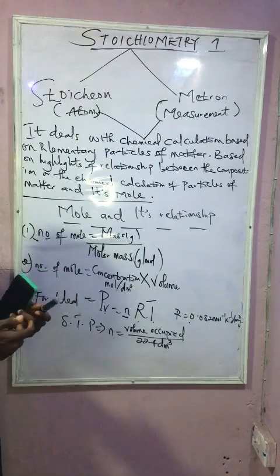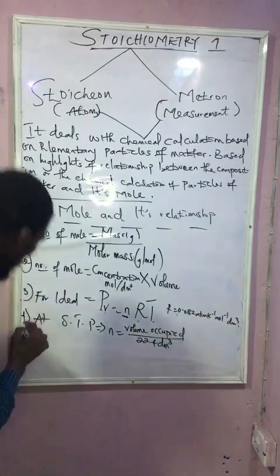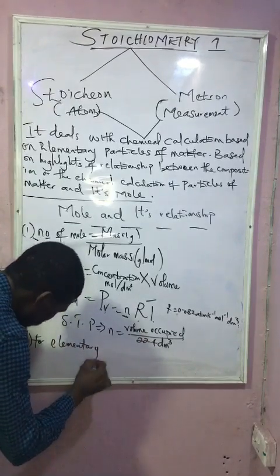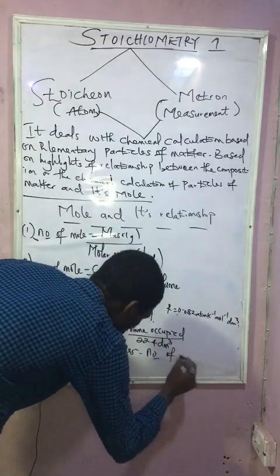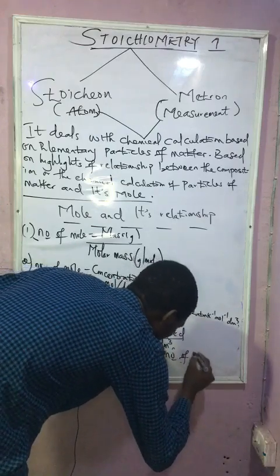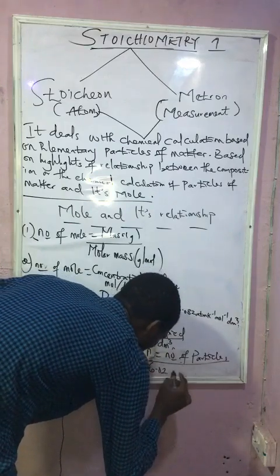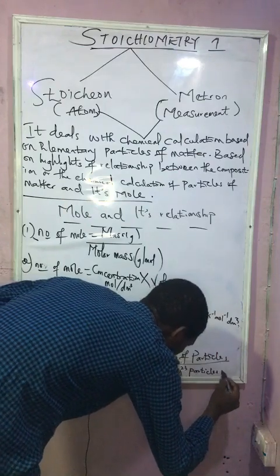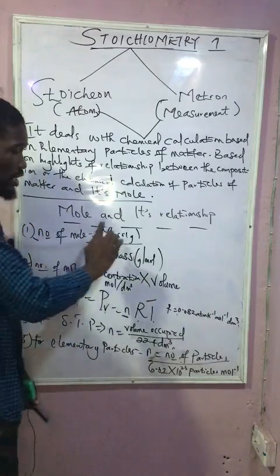And again, we have what we call elementary particles. So number 5, for elementary particles, will give us number of particles. So let's say n, which is number of mole, equals number of particles over Avogadro's constant, which is this, particles per mole. So guys, don't forget earlier I said that if you are given a formula like this, it shows that there's a what?